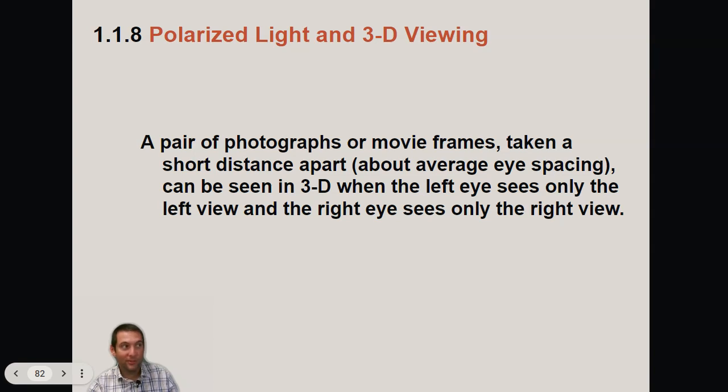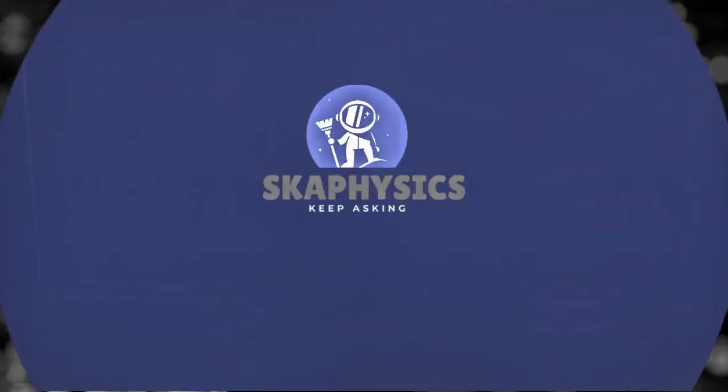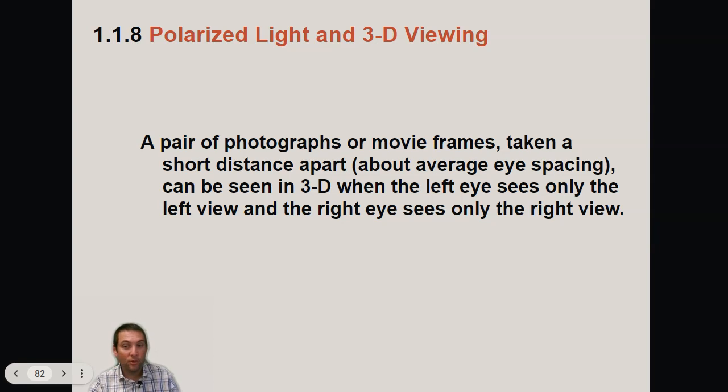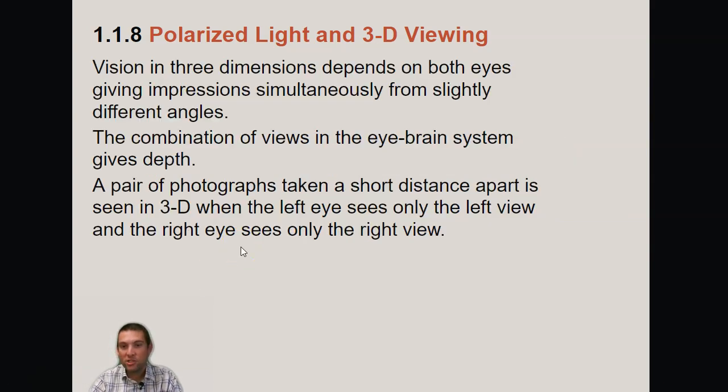Now let's talk about something really cool. Polarized light and 3D viewing. A pair of photographs or movie frames taken a short distance apart, about average eye spacing, can be seen in 3D when the left eye sees only the left view and the right eye sees only the right view. Vision in 3 dimensions depends on both eyes giving impressions simultaneously from slightly different angles. The combination of views in the eye-brain system gives depth.